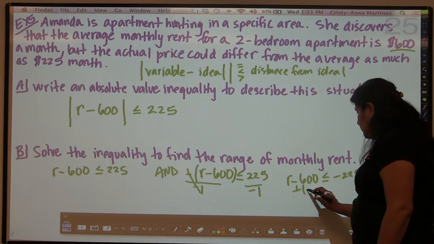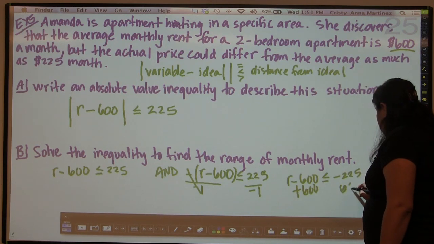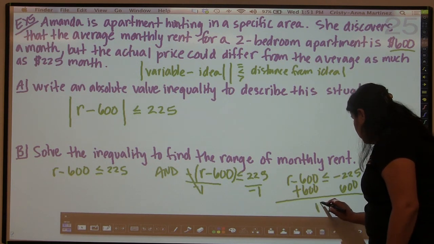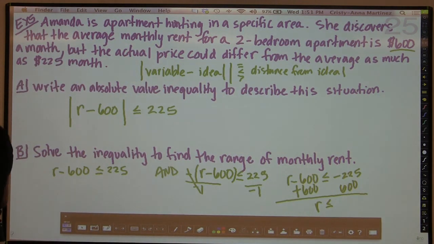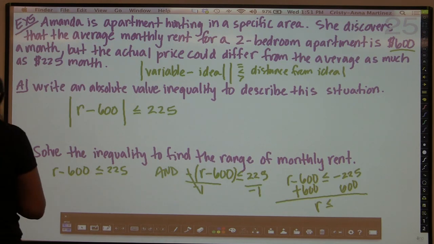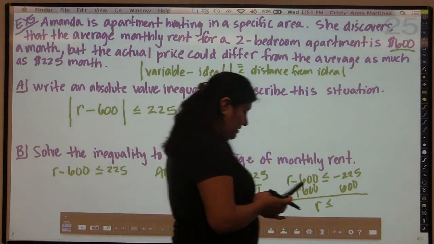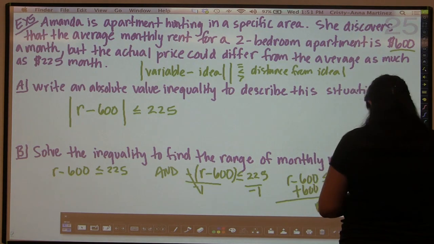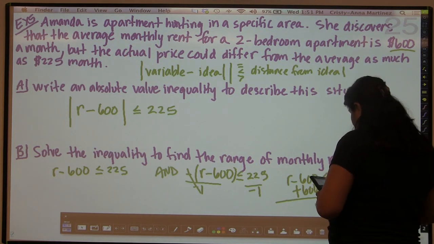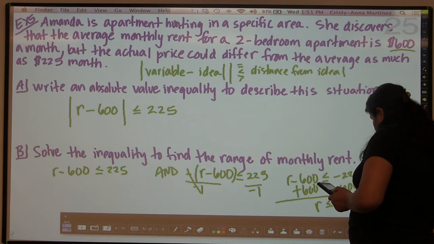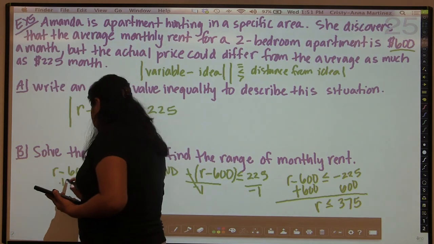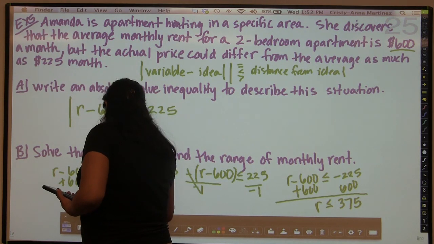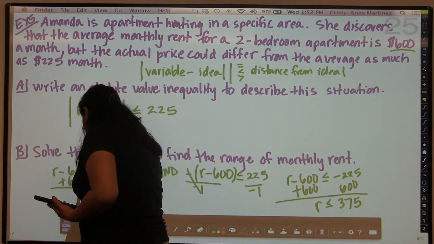And then when I add 600 to that, I'm going to get that R is less than or equal to, if I can do my numbers here, 375, I believe. Let's just make sure. Sometimes I have brain farts. So 600 minus 225, yay, 375. I might have said 325, I don't remember. But there's that. And then over here for my positive case, we're just going to add 600. That one's easy to do in your head.